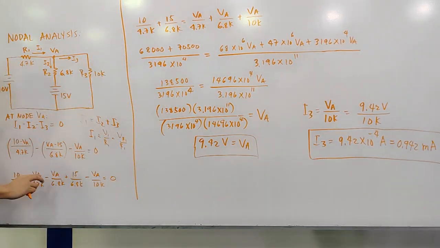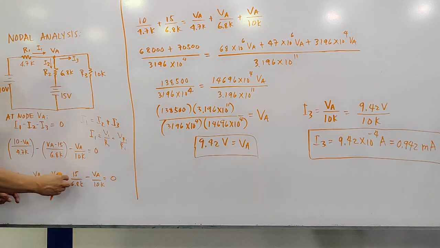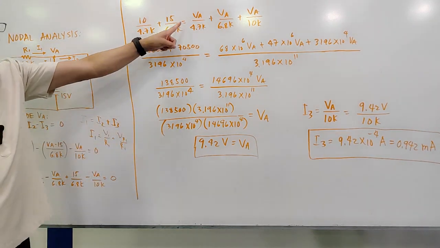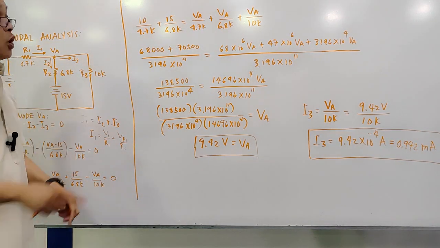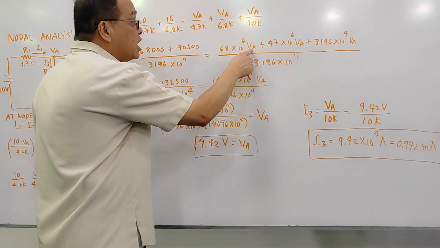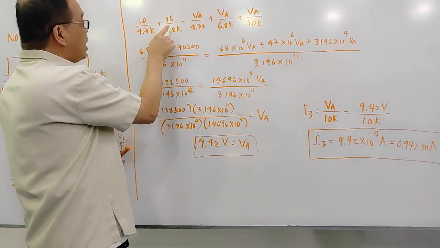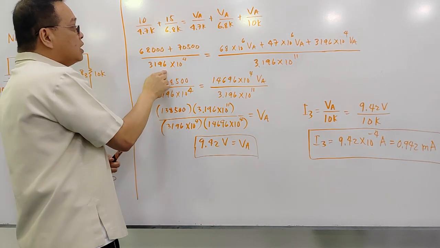So, regroup. I put the constant numbers here, then regroup all the VA on the other side. That's why it became like that. Okay? Because I need only VA.